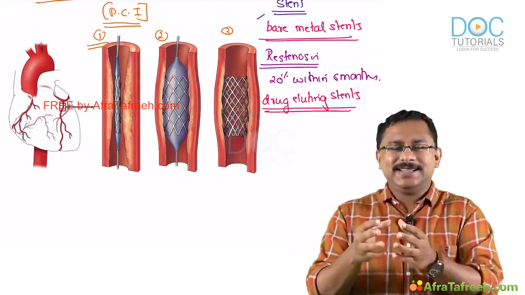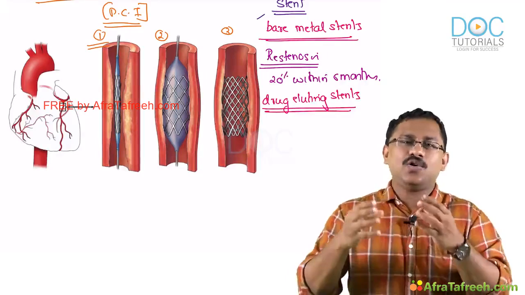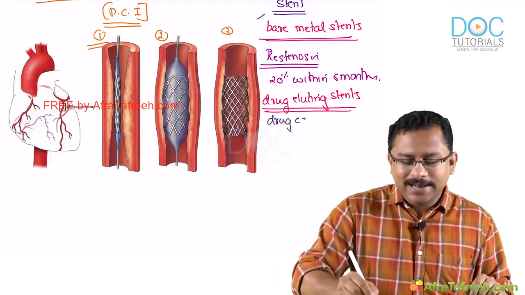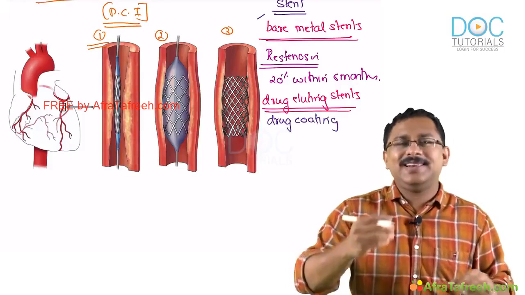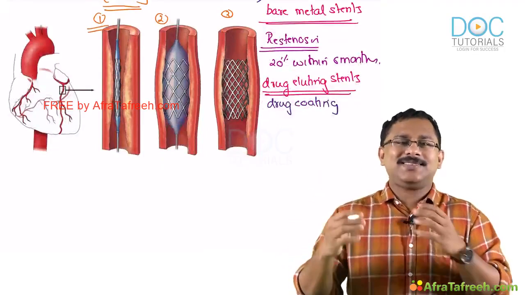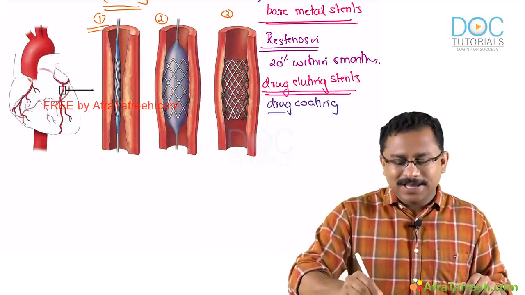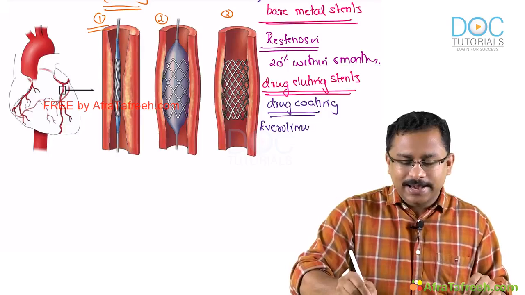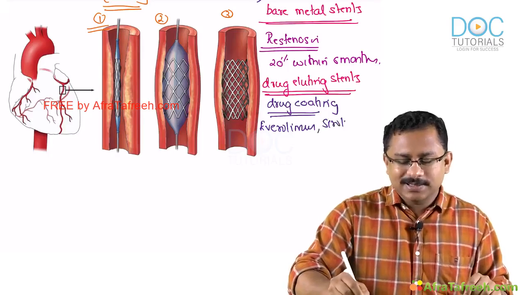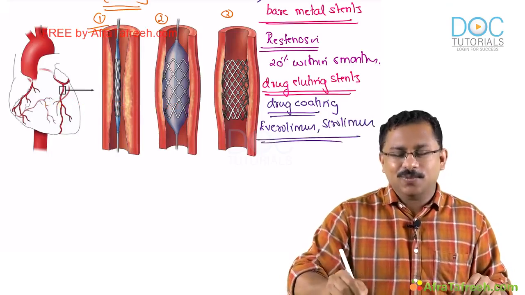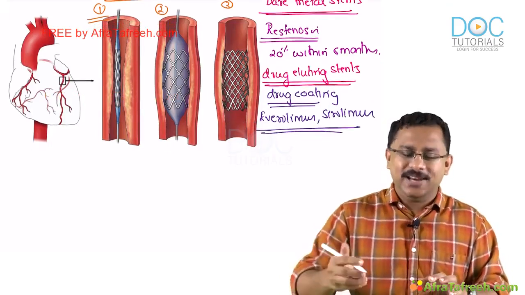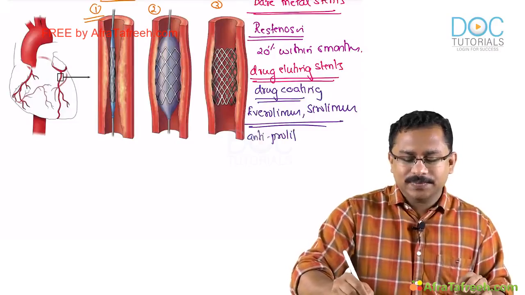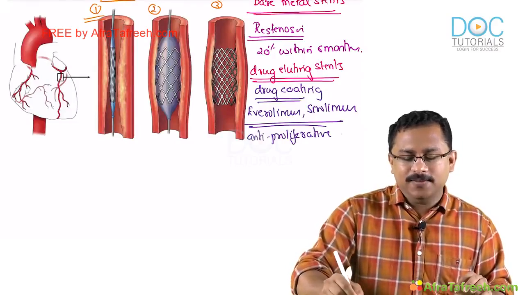These are stents which have some drug coating as well. This drug will be slowly released into the bloodstream, and the drugs commonly used are everolimus and sirolimus. So what sort of drugs are used in these drug-eluting stents? They are the anti-proliferative drugs.